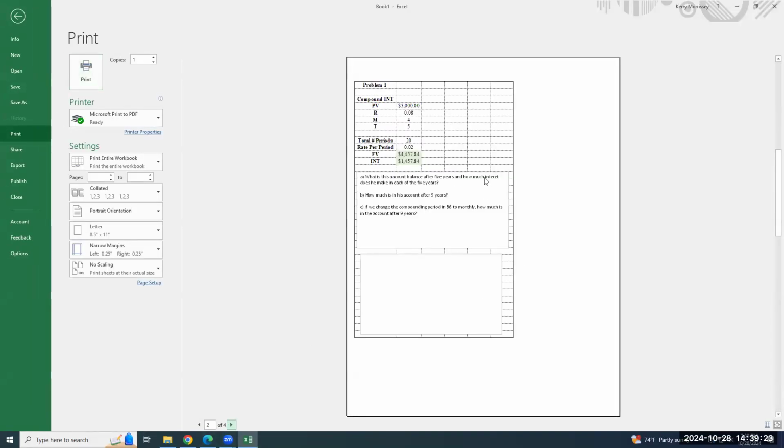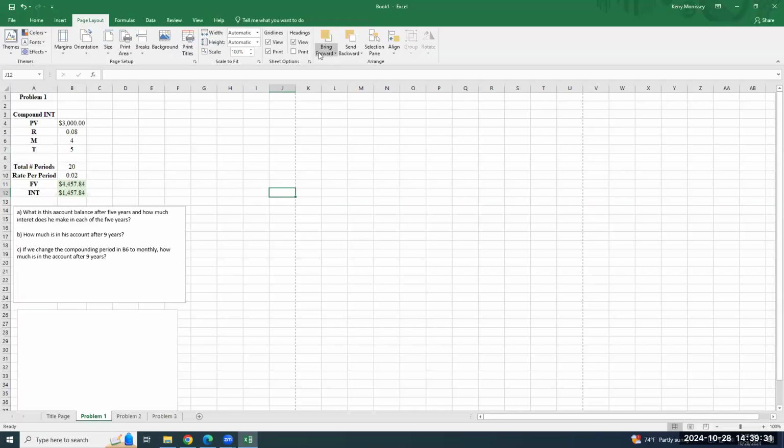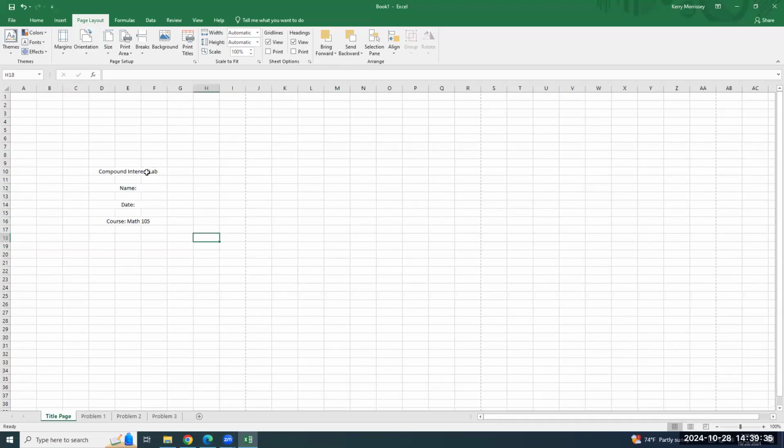Notice that it kind of comes up. I'm not a huge fan, but you might need it in the future if you have lots of data and it's kind of hard to keep track of. And there you go. That is your compound interest lab.